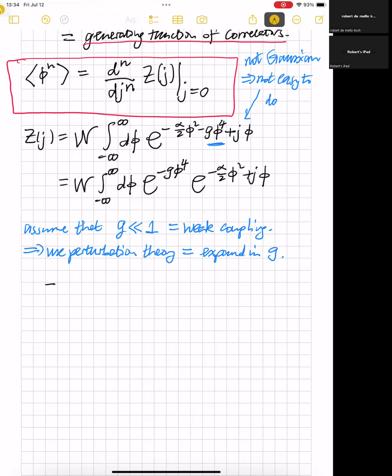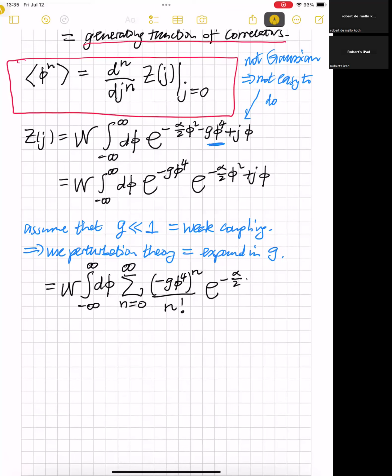So let's keep going. We've got our normalization N. We've got an integral from minus infinity to infinity, d phi. Now we've got this exponential on its own, and you know how to expand an exponential. It's a sum from n equals 0 to infinity of (minus g phi to the 4) raised to the power of n over n factorial. Then we've got e to the minus alpha over 2 phi squared plus j phi. Good.